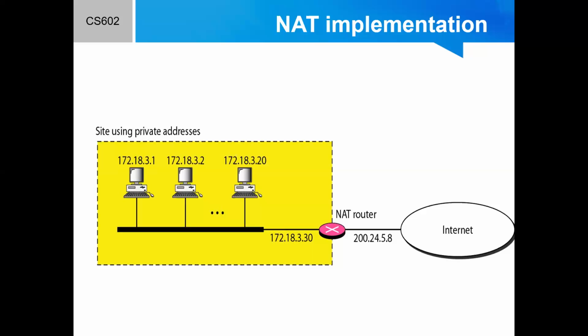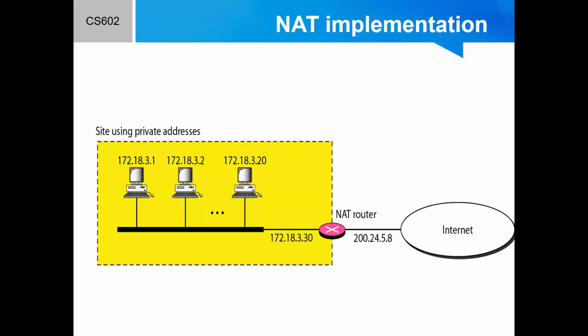And 192.168.0.0 to 192.168.255.255, this is the range, that means 2 to the power 16 is the total number of addresses used for private networks. Any organization can use an address out of this set without permission from the internet authorities.